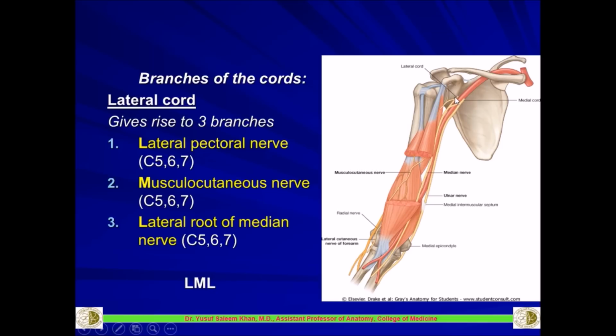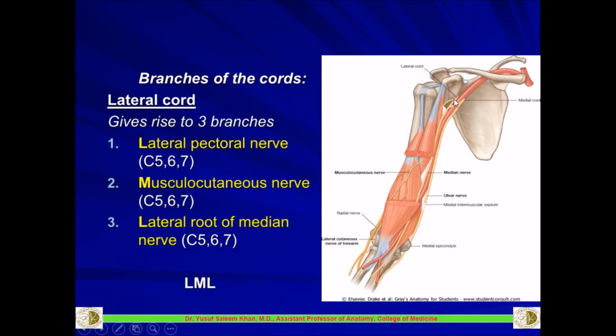This is the lateral cord here, because it is lateral to the second part of the axillary artery. So this is the lateral cord. So the lateral cord will be giving a nerve which will supply the pectoral region. This is the lateral pectoral nerve. Then there will be a nerve which will be coming from this, which will be called the musculocutaneous nerve. So here is the musculocutaneous nerve which will be supplying the biceps brachii as well as the brachialis. So this is the musculocutaneous nerve.